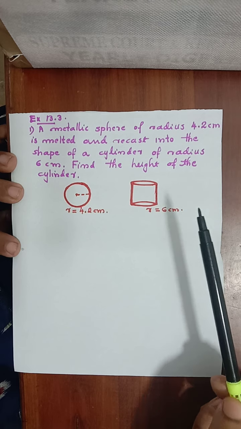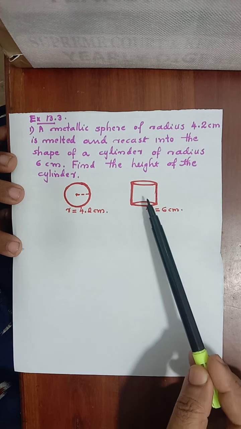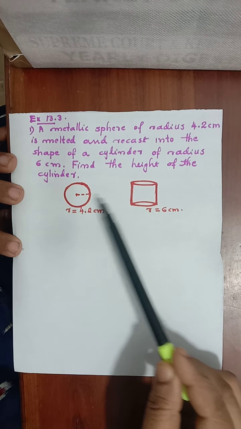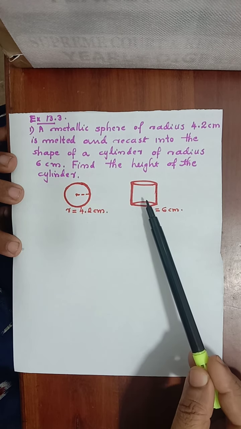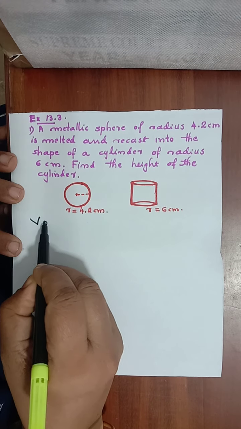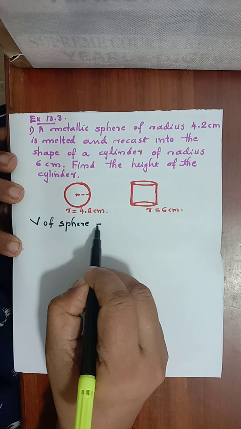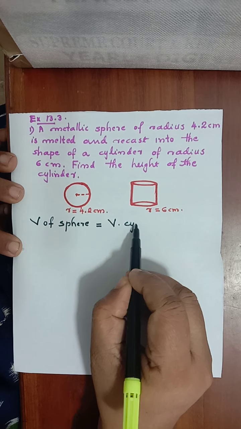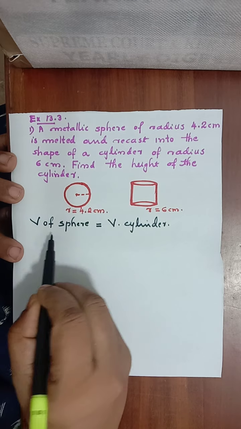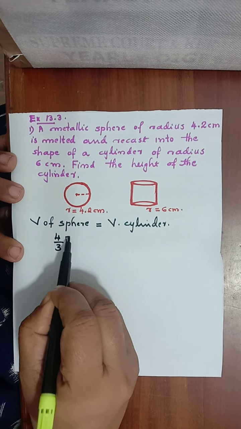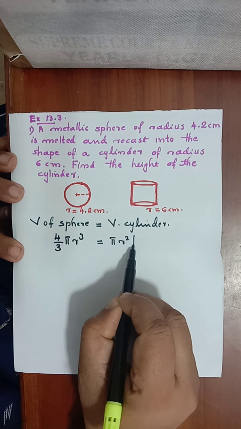So what does it mean? Here we know that the volume of this sphere equals the volume of the cylinder. While recasting or remodeling, the volume of both these solids will be equal. Therefore, we can write volume of sphere equal to volume of cylinder. So what is the volume of the sphere? 4 by 3 pi r cube. This is equal to the volume of the cylinder, pi r square h.